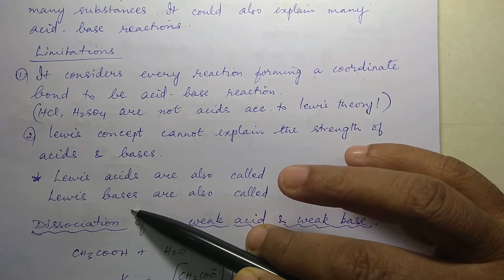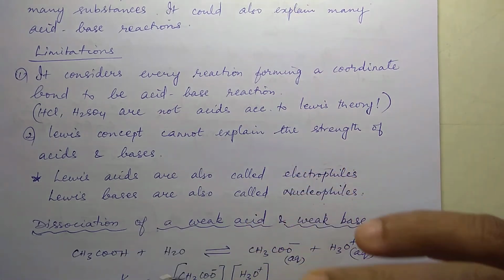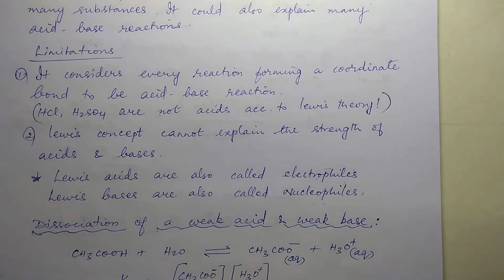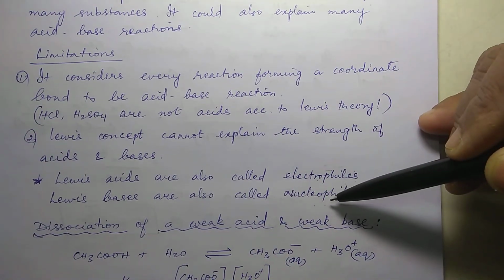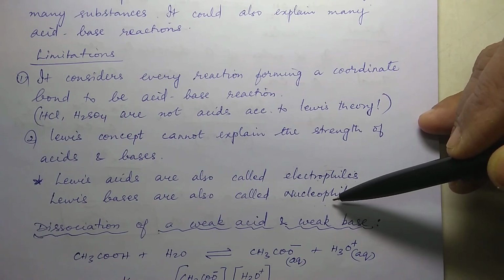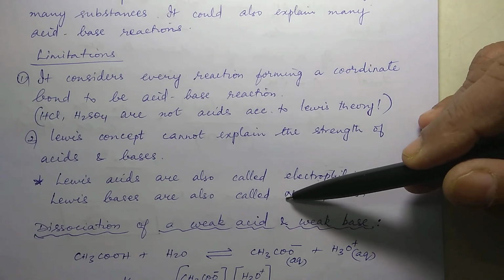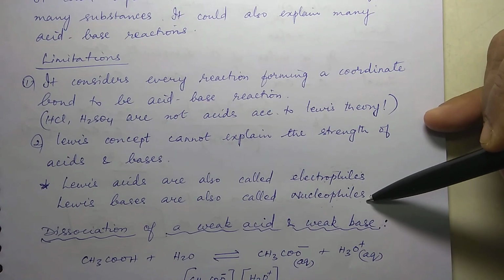So Lewis bases are electron pair donors. They have excess electrons or they have the capacity to donate a pair of electrons. So they are seeking a positive center. They are electron rich. They are seeking a positive center. So they are called nucleophiles. Right?